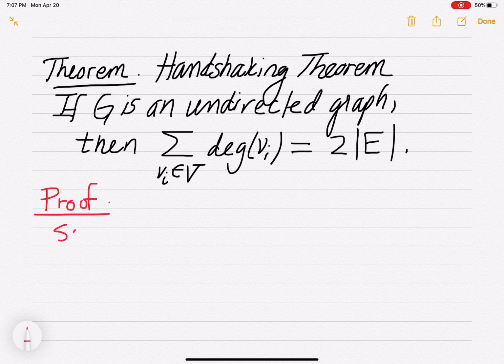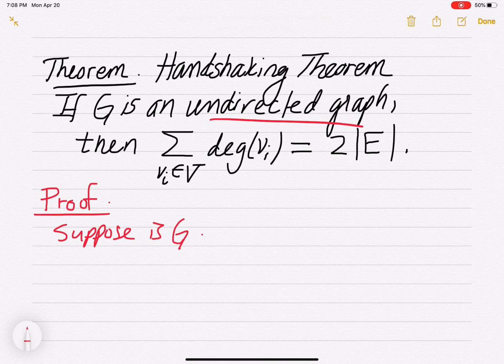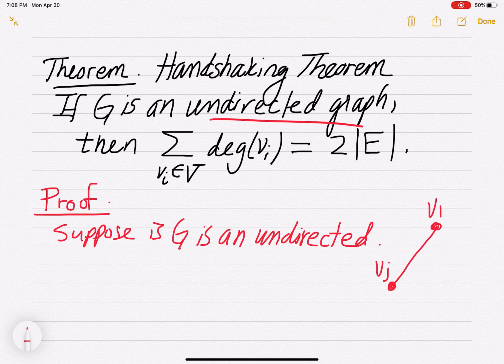So suppose G is an undirected graph. We can't really talk about degrees of vertices in this sense if we have a directed graph, so we have to make sure it's an undirected graph. If you decide to go to directed graphs, you have to do an in-degree and an out-degree. So it's a different concept for degree, and we're not paying attention to that. We're just looking at ordinary degrees of vertices. So let's think about a typical edge. Let's say here you have a V_j and a V_k, two vertices.